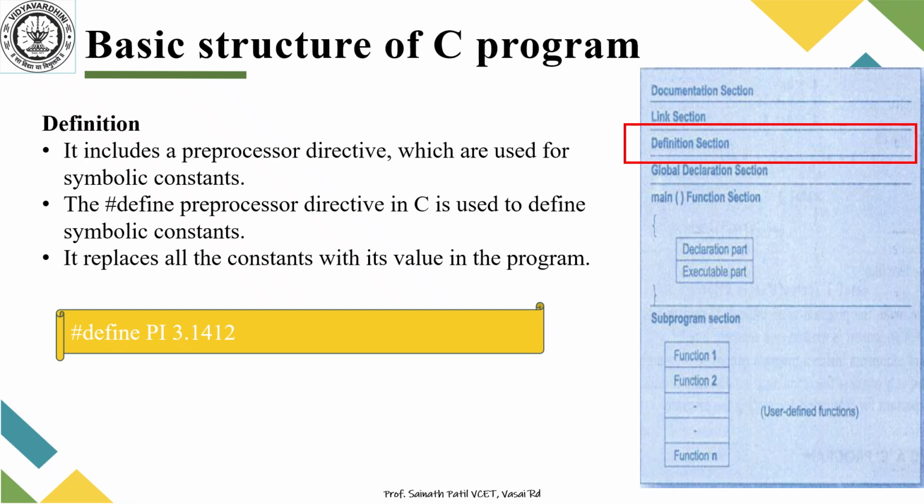Next is definition. It includes preprocessor directives which are used for symbolic constants. The hash define preprocessor directive in C is used to define a symbolic constant. In our program, it replaces all constants with the value given in the program. For example, here it is hash define PI, value 3.142 is used. So wherever PI comes, it will get replaced with 3.142.